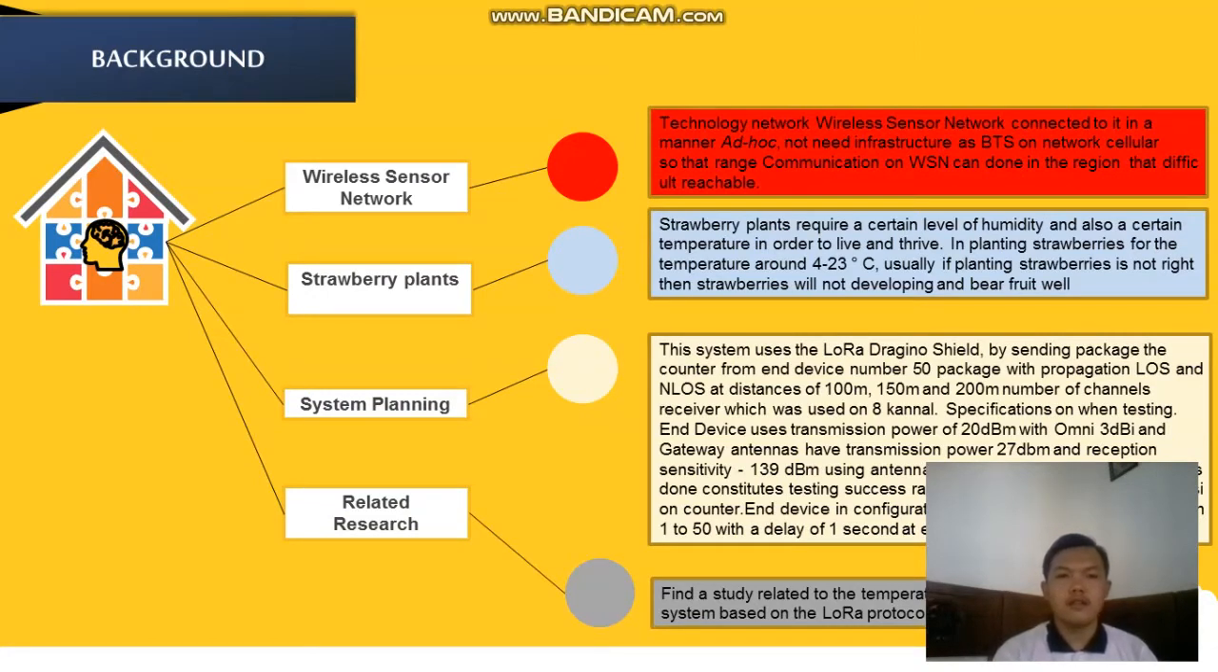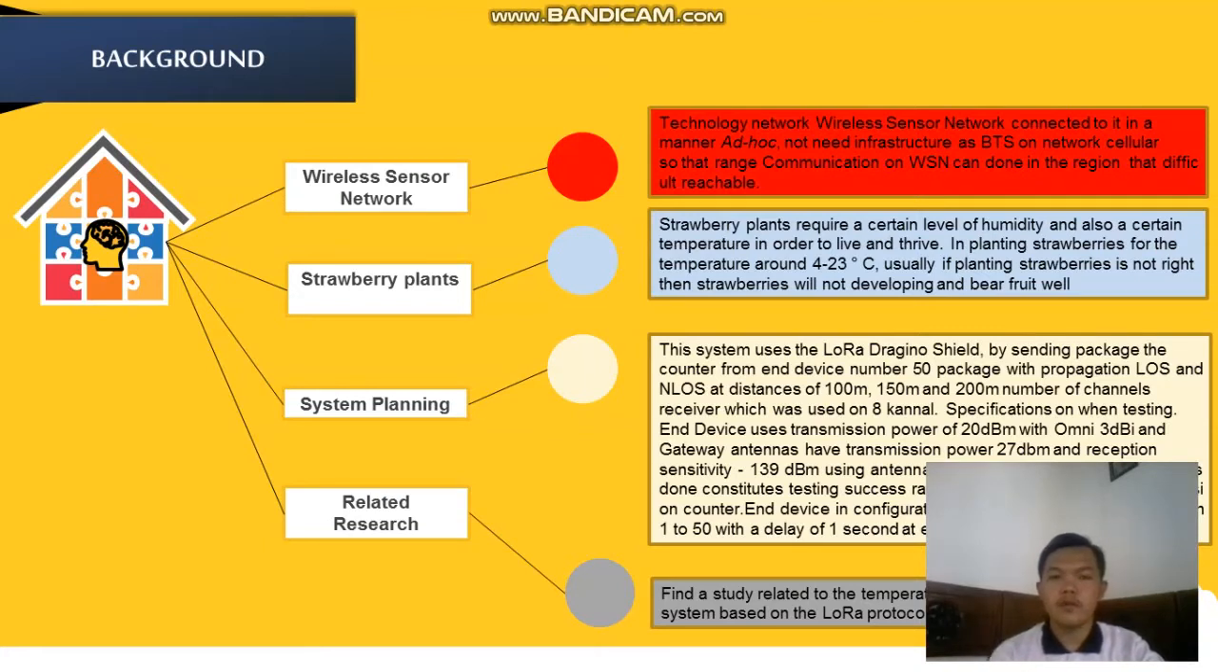Okay, this program for final project: wireless sensor network. Technology network, wireless sensor network connected in a manner ad hoc, not needing infrastructure such as BTS on cellular network, so that range communication on WSN can be done in regions that are difficult to reach.